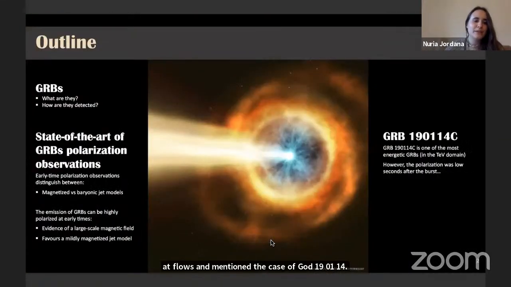So I will start with what they are and how they are detected, and then I will move to talk about how early time polarization observation can distinguish between magnetized and baryonic jet models, and how this early time emission is highly polarized. We know this already, but this also evidences this large-scale magnetic field ejected from the central engine and favors these mildly magnetized jet models.